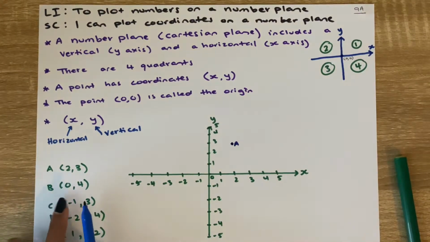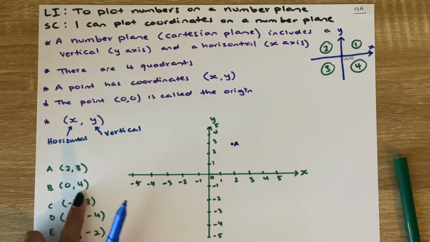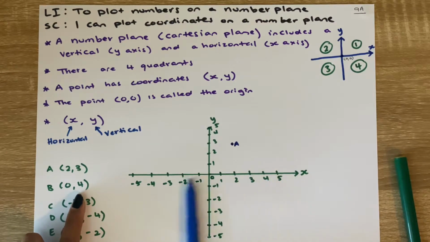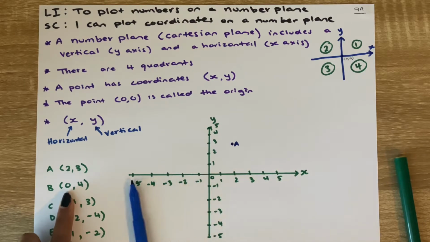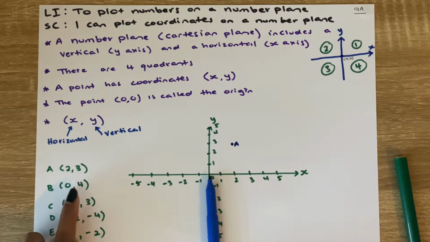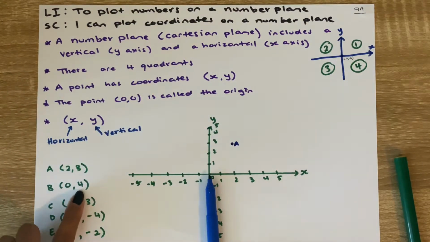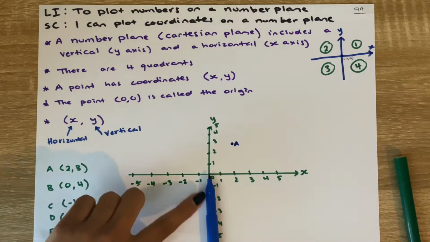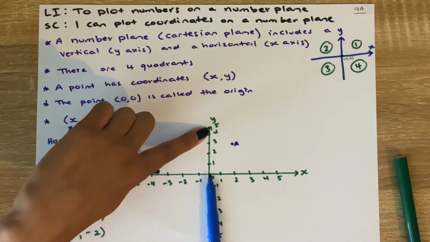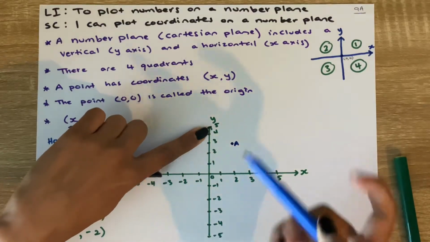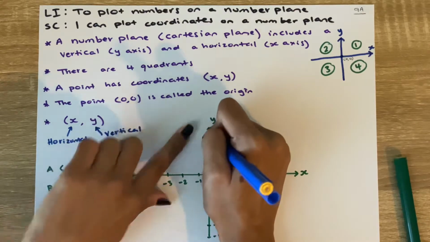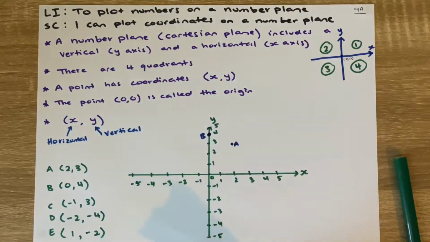Okay, the second one, 0 and 4. So on our horizontal, the first number that we've got is 0, so we're going to stop at 0. And then our y value, we're now following our vertical axis, which is 4. So if we go up to 4, where 0 and 4 intersect is going to be over here. So this value here is now B.